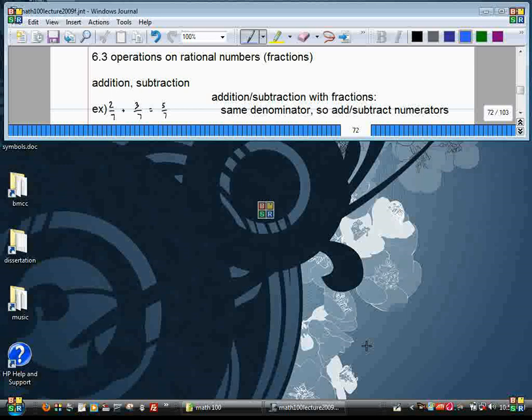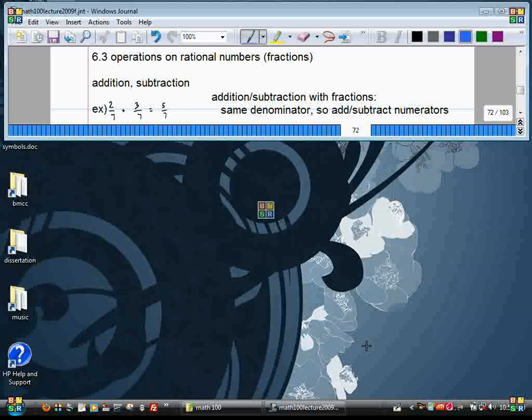So we're going to talk about this basic stuff. Basically, fractions, decimals, and percents is what we're doing today. So this part right here, we'll talk about operations on rational numbers, and of course, generally we know rational numbers is fractions. So we'll start with addition and subtraction, and we'll start with the easy case, right?